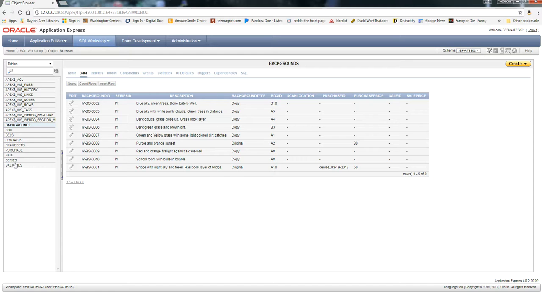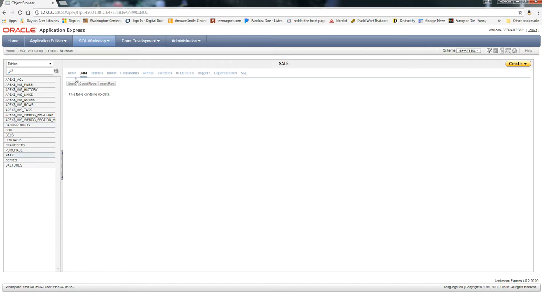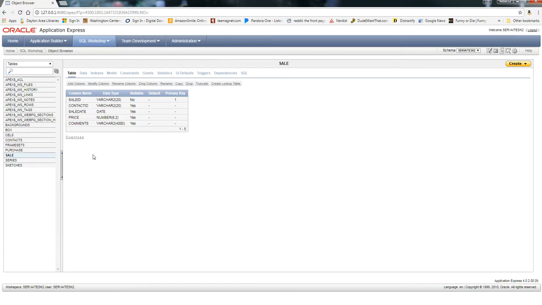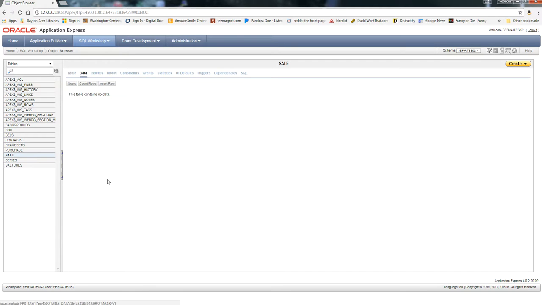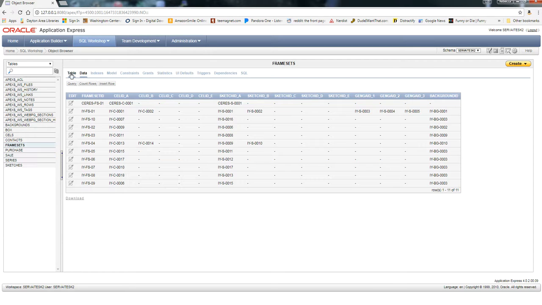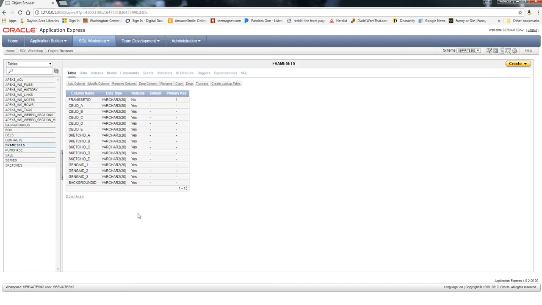So, all right, the sale table, very much like the purchase table. I don't have any data in this one because I've actually never made a sale. I have kept all of the cells that I have bought. And last but not least, we have the frame sets table. This table is in third normal form. It's all keys, all of these cells.